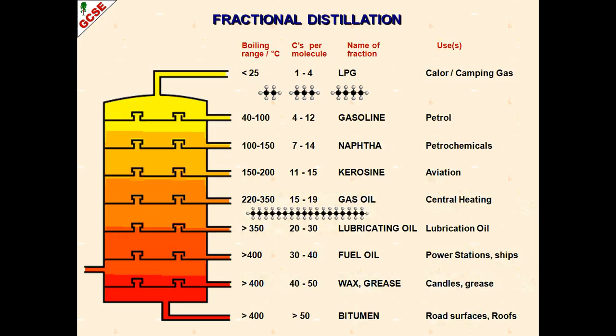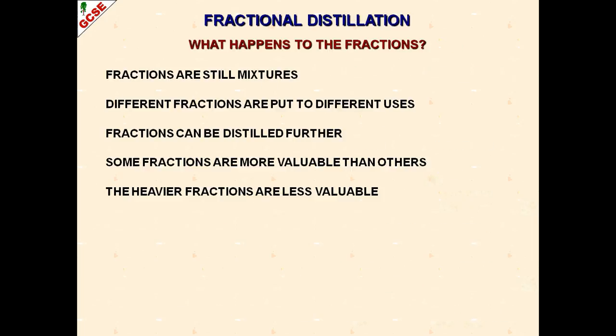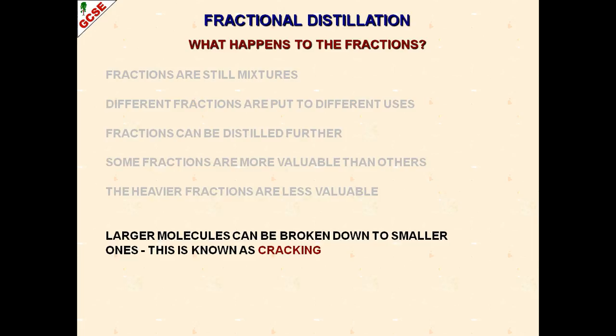Most of the time in IGCSE, the questions are based on this. Many times they give the diagram and ask for the fractions, or maybe they skip some fractions, and mostly they ask what property is used. So it is boiling point. The property used is boiling point. So this is how different fractions are separated.